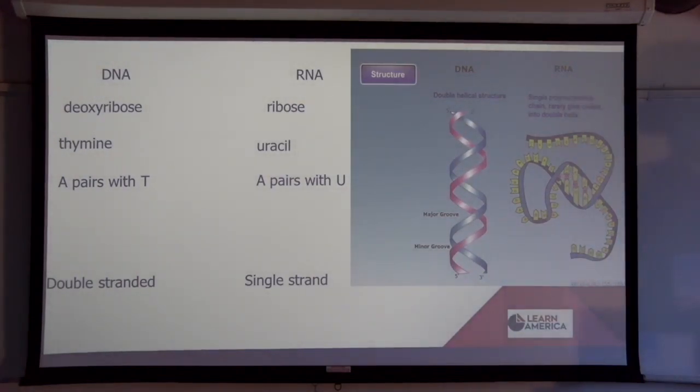So let's take a look at some of the differences. I'll give you guys a second. So you could see DNA, there's the double strand. Whereas the RNA, it's a single strand. DNA contains thymine, RNA uracil. In DNA, A is paired with T, whereas in RNA, A with U. And there's a difference in the sugar. Deoxyribose in DNA, ribose in RNA.